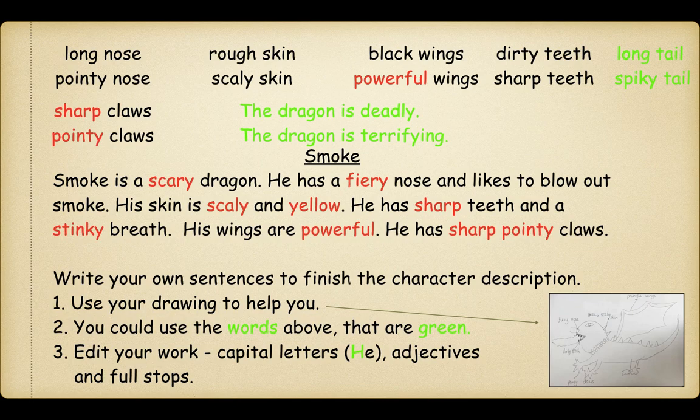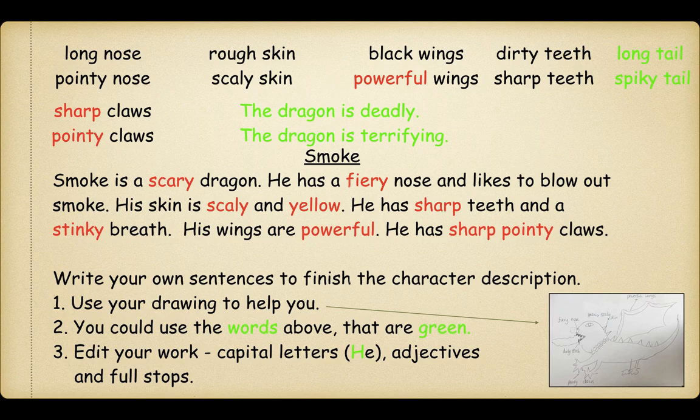Number two, you could use the words above that are green. So look above, I coloured them in green. Long tail, spiky tail, the dragon is deadly, the dragon is terrifying. I chose those four because we've not written about them yet. And you could write about them in your sentences.